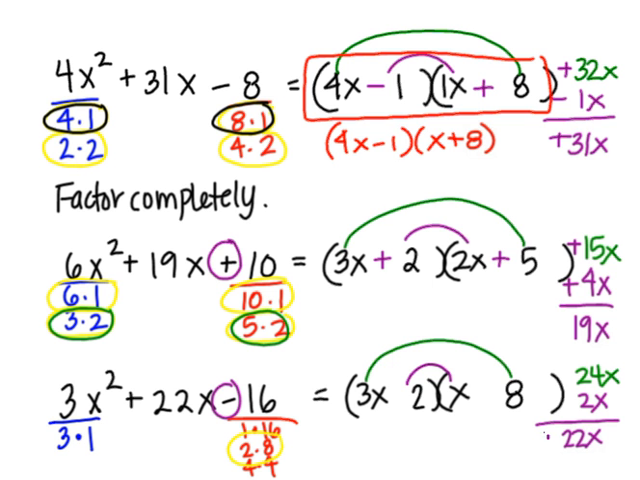In order to get a positive 22, I need the 24 to be positive and the 2 negative. 24 was made up of 3 times 8, so I need that to be positive. I need the 2 to be negative. So my answer for that one is 3x minus 2 times x plus 8.